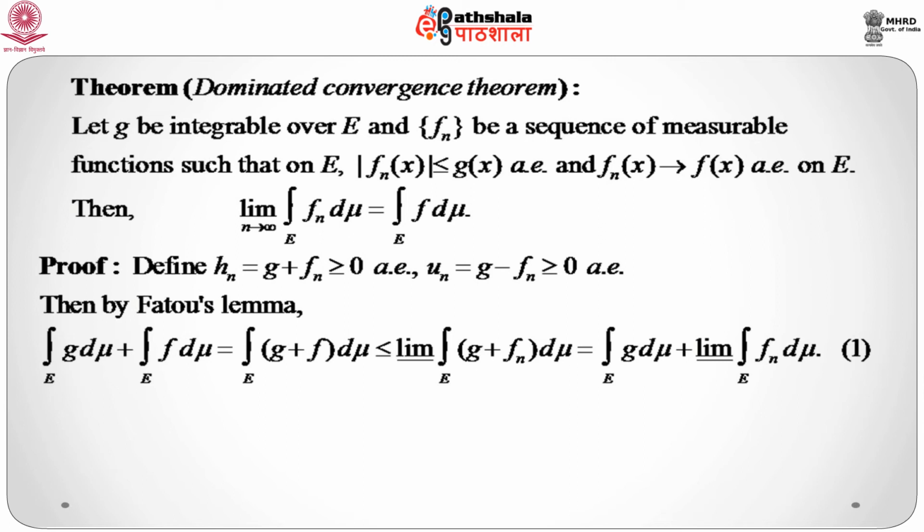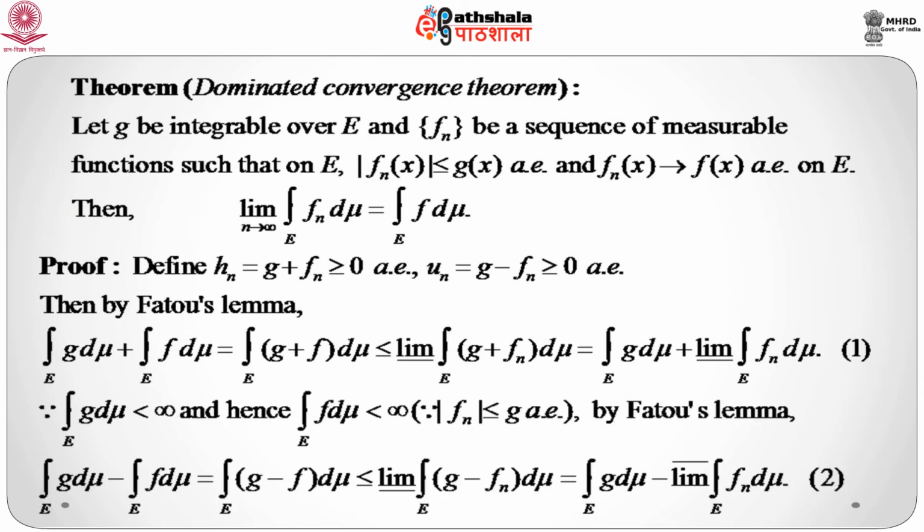So, let us call this 1. Now we just note one important thing, that g is integrable. So, since g is integrable, we can immediately write that the integration of g d mu over E is less than infinity, and hence this will imply integration over E of f d mu is less than or equal to infinity, because modulus of f n is less than or equal to g almost everywhere, and f n actually converges to f.